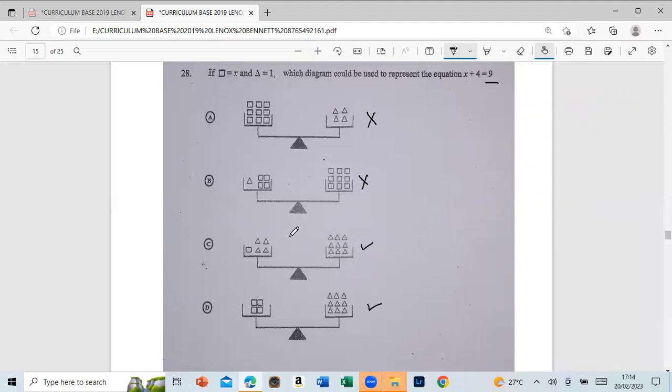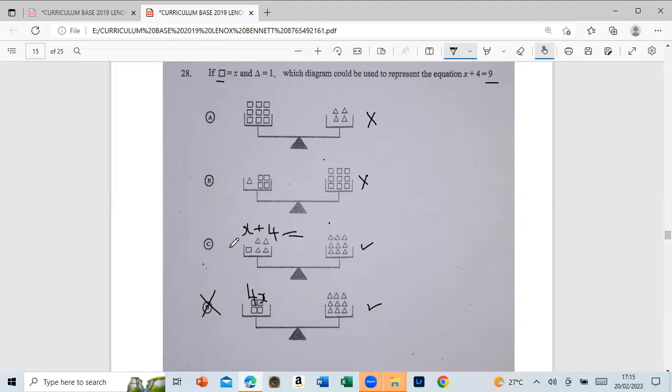Alright. They said that one box equals x. So this is literally 4x, right? So this is not x plus 4. So that means it's C. And see here, 1x. One triangle represents 1, so it's x plus 4, and that's equal to 9.